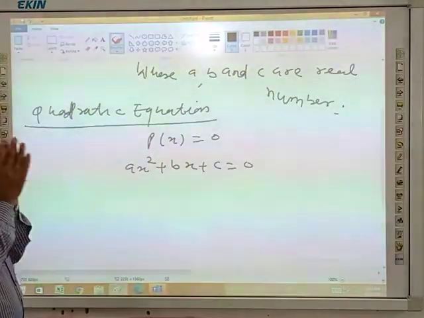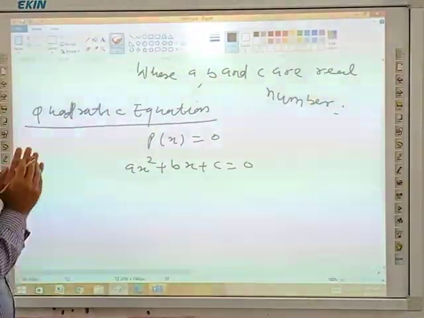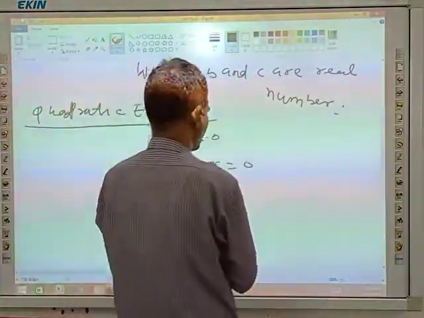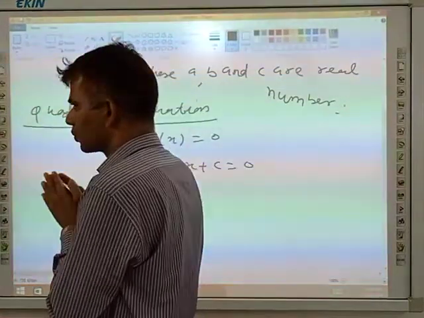Equation is always equal to something. इक्वेशन जो होती है वो हमेशा किसी ना किसी के इक्वल जरूर होती है. ओके स्टूडेंट, इज इट क्लियर?